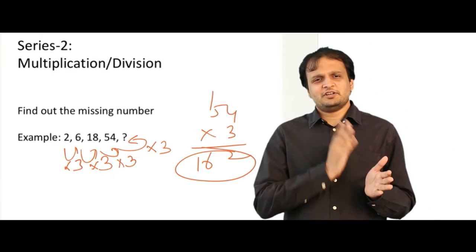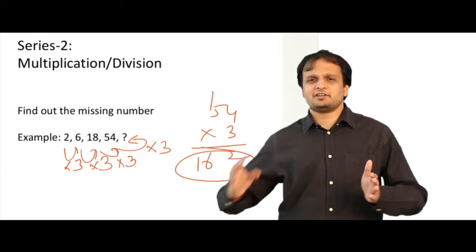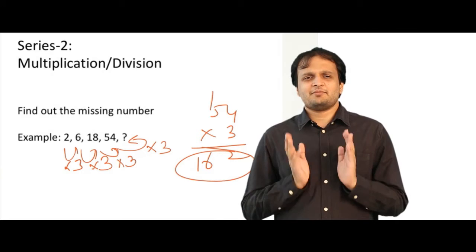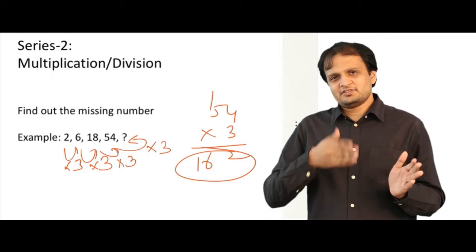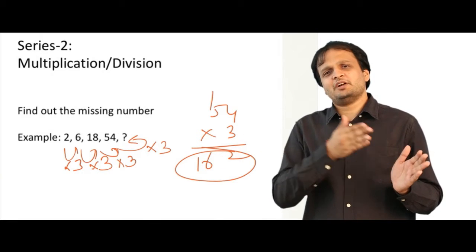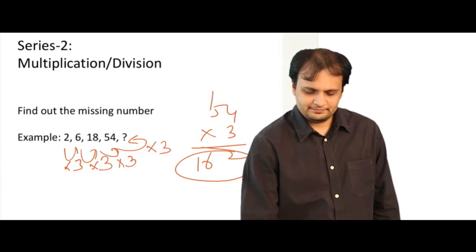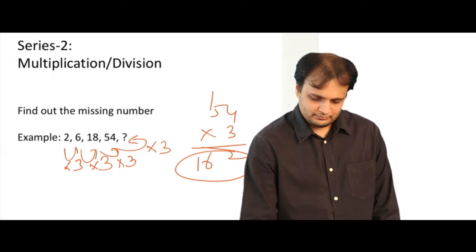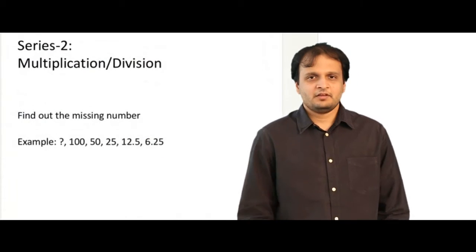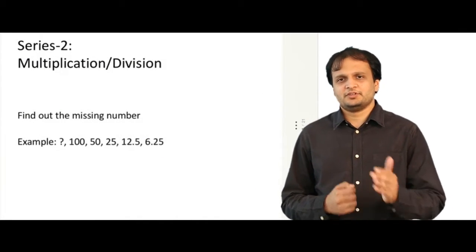Have you understood this? So it's a multiply by 3, multiply by 3, multiply by 3, multiply by 3. This is a very basic multiplication series. So the relationship is in terms of multiplication. Let's move on to the next question. Now why don't you try this question on your own?